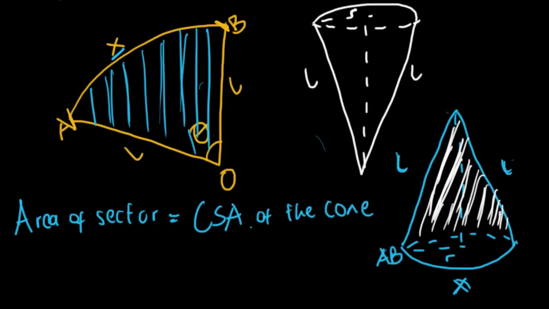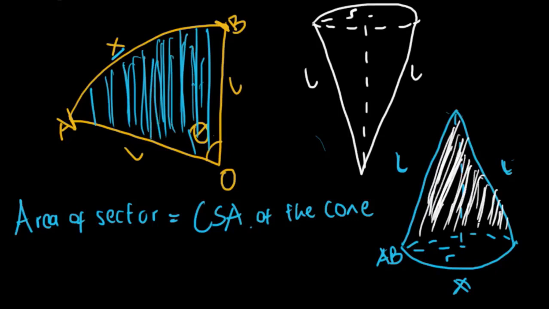Now don't forget this. When a sector is folded to become a cone, the area of the sector, this part, becomes the curved surface area of the cone. Now remember, I always tell you, you don't need to cram this thing. All you need to do is to draw it, and then you are going to see it. This part here, the area of the sector, is the same thing as this part of the cone, which is known as the curved surface area of the cone.